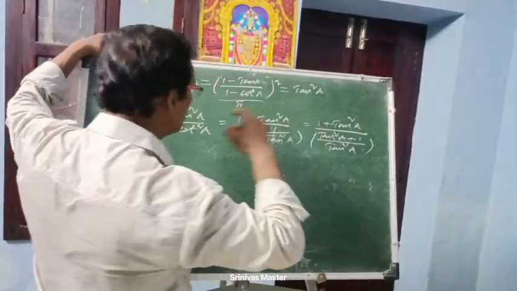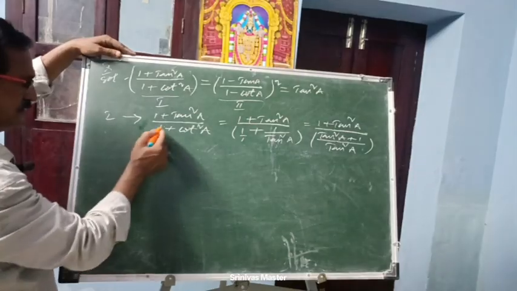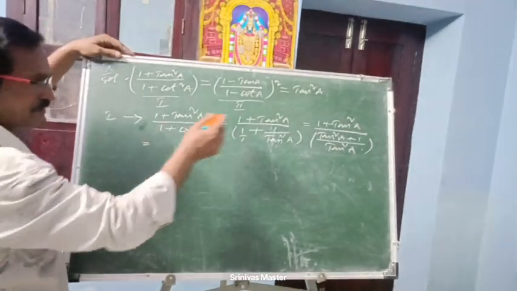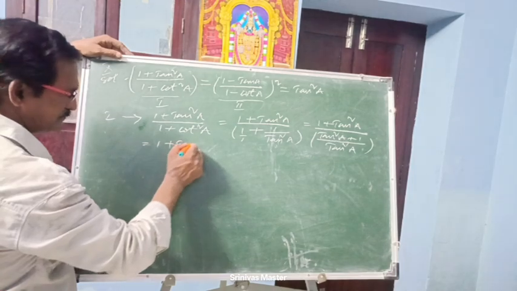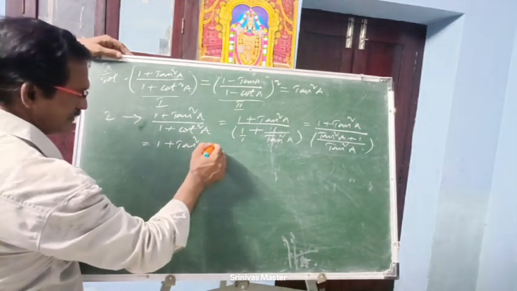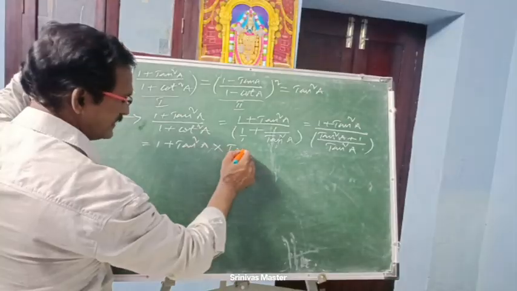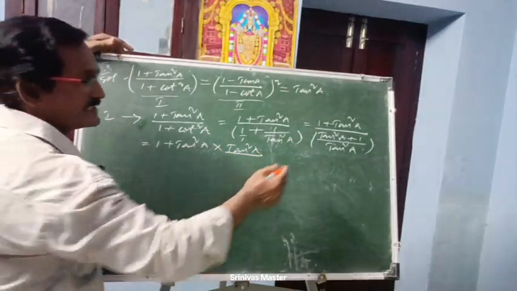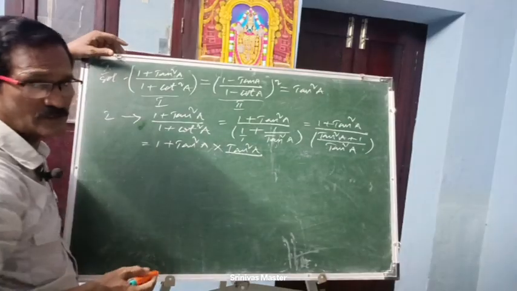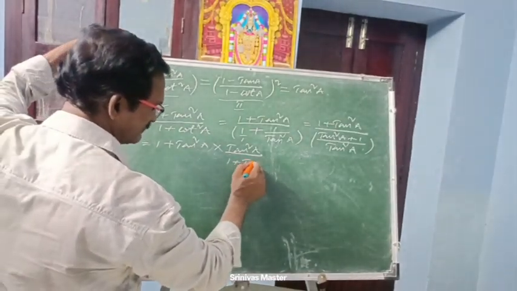This is the denominator, so it is a complex fraction, so the reciprocal has to be taken. After this step, I am writing now, children: 1 plus tan square A, into the reciprocal, which becomes tan square A by tan square A plus 1. It is also equal to 1 plus tan square A. No problem, 1 plus tan square A.